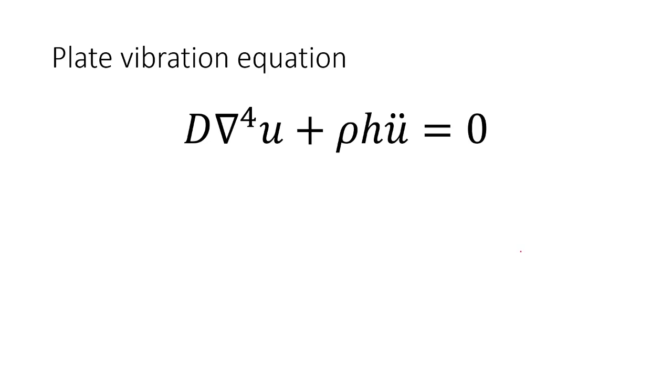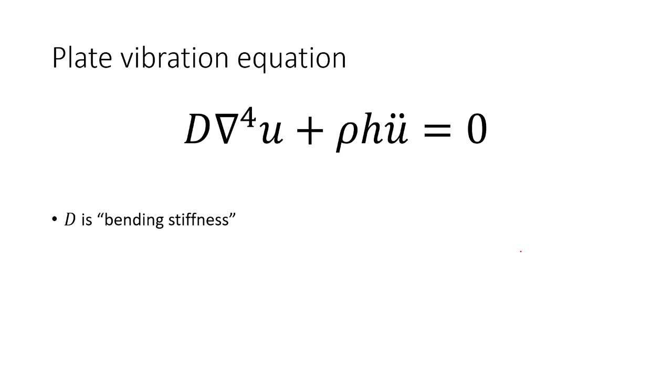Alright, so let's begin by talking about a basic plate vibration equation. This is derived from the basics of physics, essentially, so I'm not going to derive this. It's a differential equation: D del to the fourth u plus rho h second derivative of u equals 0, where the parameter D is called bending stiffness.